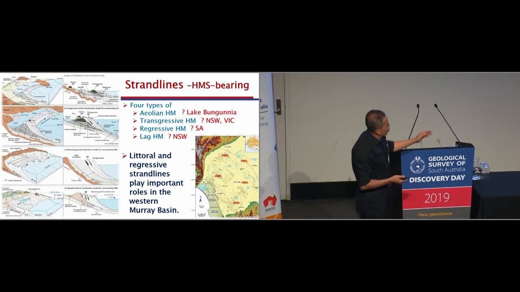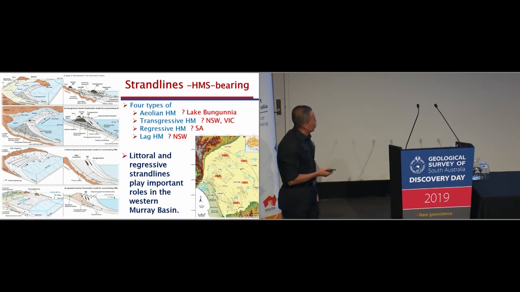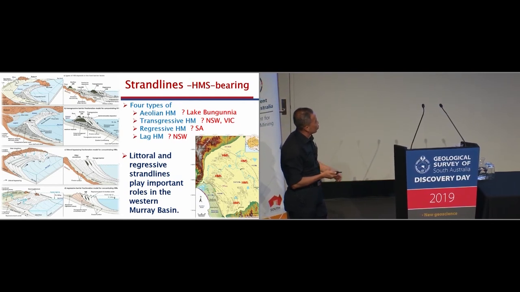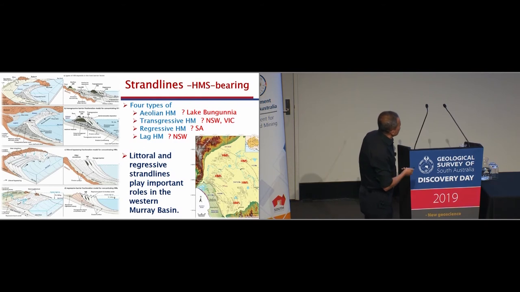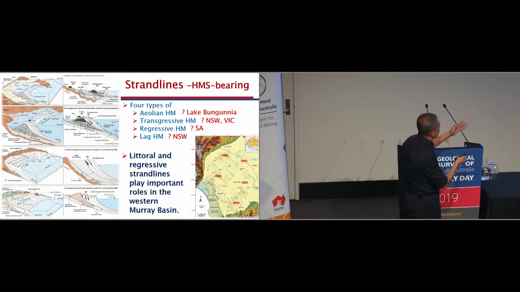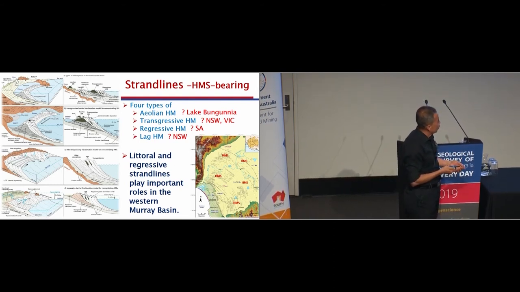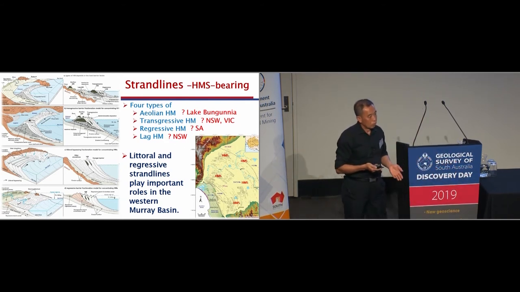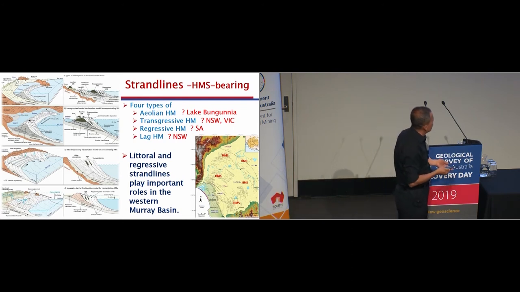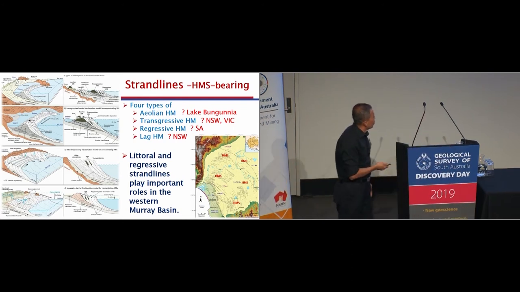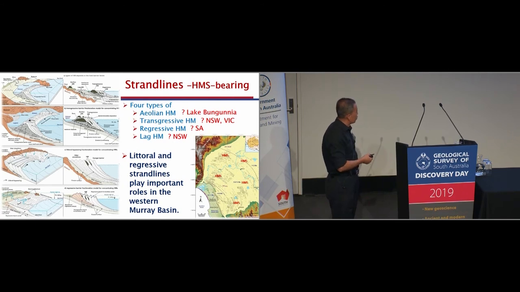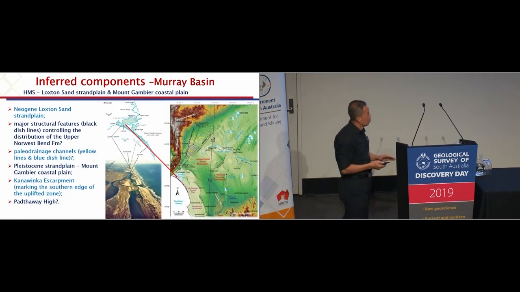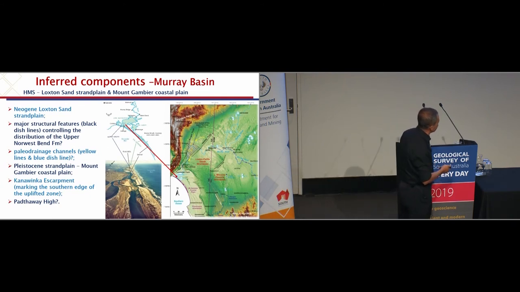And this is for the whole Murray Basin, talking about the heavy minerals, the four types of heavy minerals described by Peter Roy. And we put a question mark saying maybe in the New South Wales part it is mostly lake deposit, and coming to Victoria, maybe offshore plays an important role, and in South Australia it is regressive heavy minerals, so we put a question mark here. That means we need time and more work to solve this problem.